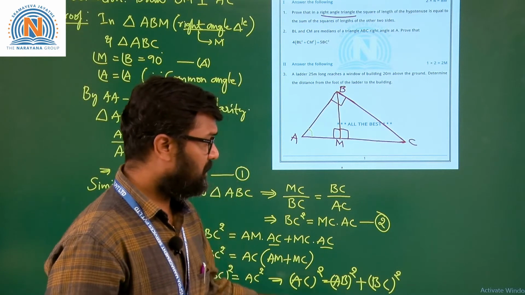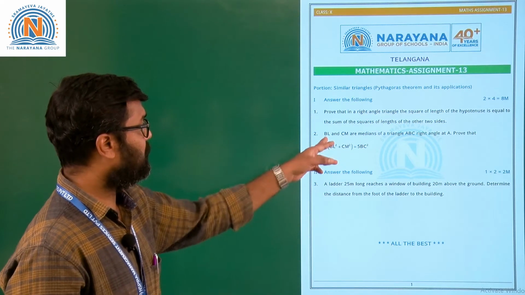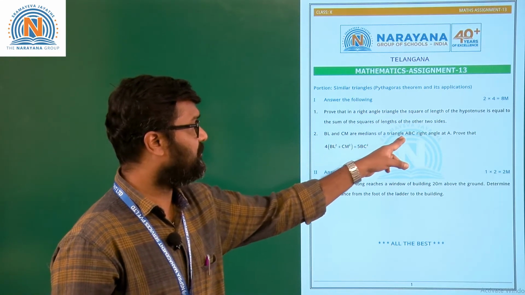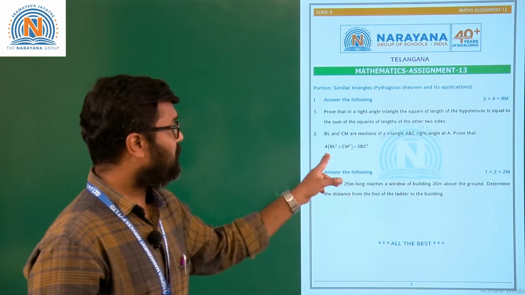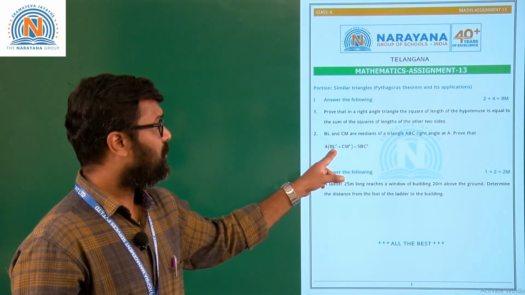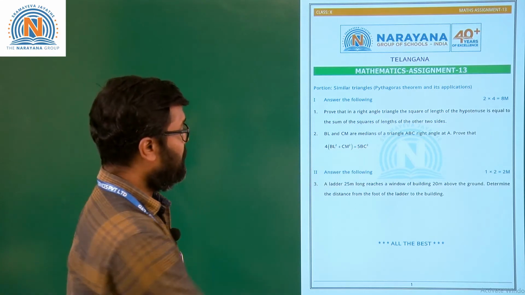So now let's discuss the second question here. See here, the second question is: BL and CM are the medians of a triangle ABC, right angle at A. Prove that 4 into BL square plus CM square is equal to 5 BC square. So we need to prove this.